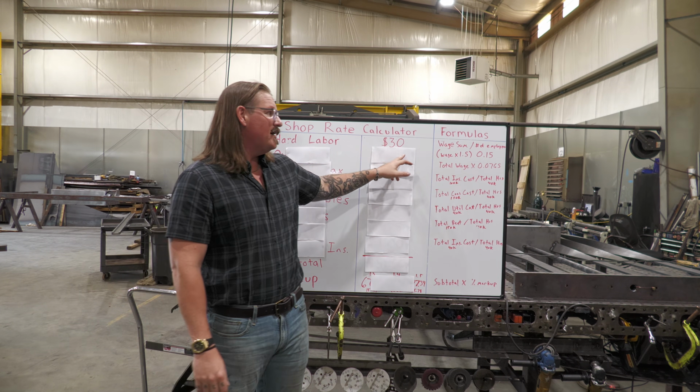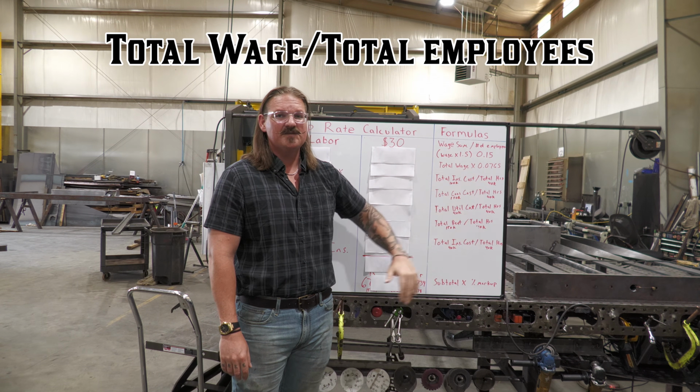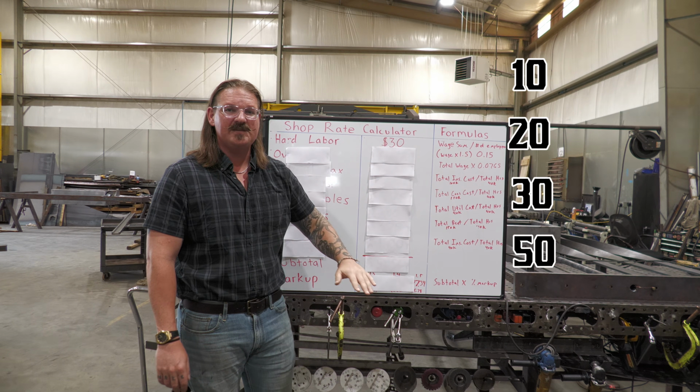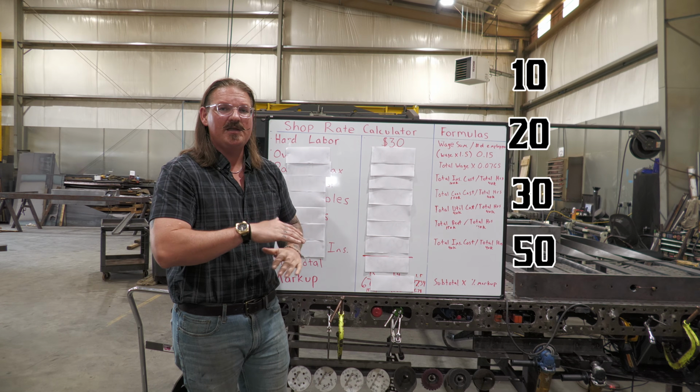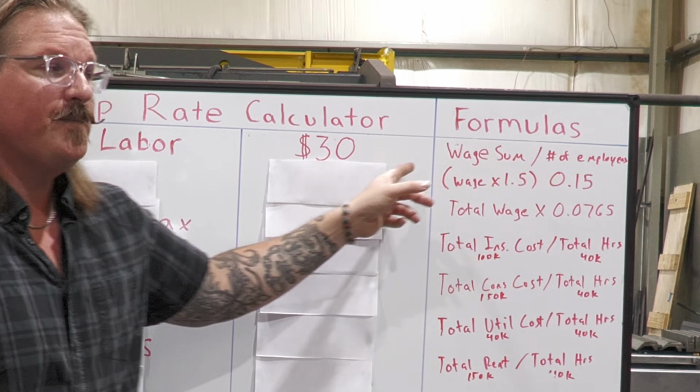And basically what it is, is the hourly wage of all your employees. So if you've got one at $10 an hour, $20 an hour, $30 an hour, $50 an hour, you're going to add all those up and you're going to divide by the number of employees. So there's the formula right there.